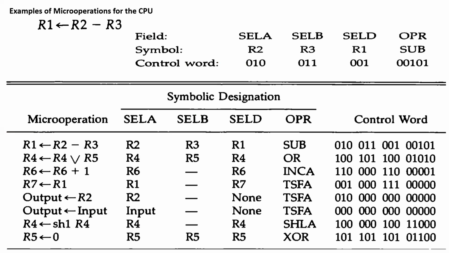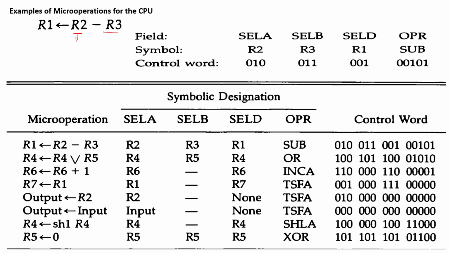Now, further detail about this example to understand the operation. Here subtraction is taken as the example. We want to perform the subtraction between the contents of register R2 and register R3, and that should be stored in register R1. Okay, if any doubt is there, you can write in the comment box.